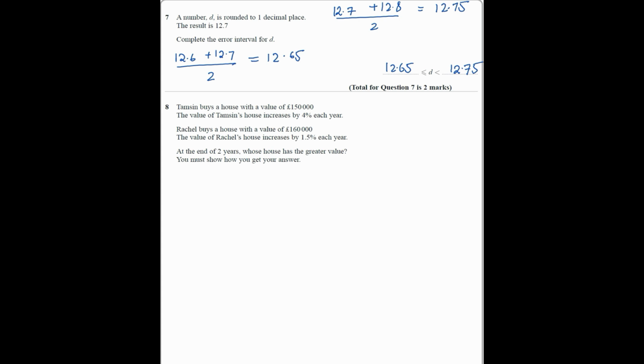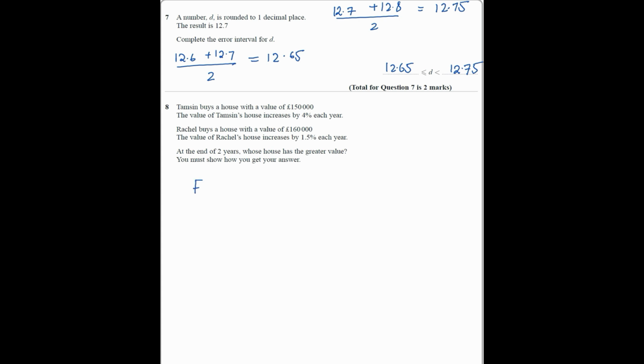Tasmin buys a house with a value of 150,000. The value of Tasmin's house increases by 4% each year. Rachel buys a house with a value of 160,000. The value of Rachel's house increases by 1.5% each year. At the end of 2 years, whose house has the greater value? You must show how you get your answer. Okay, let's start with the compound interest formula.